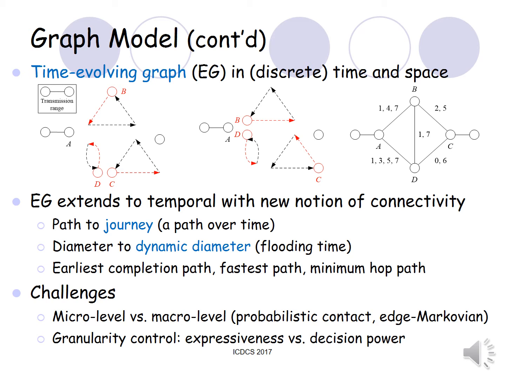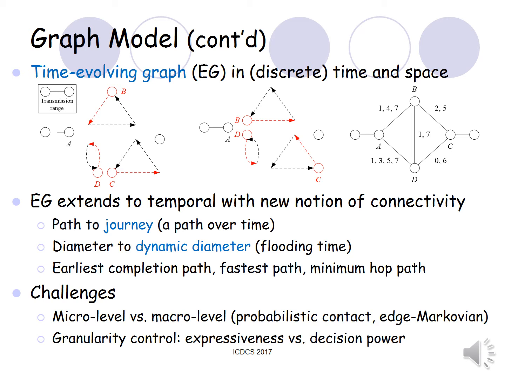So then there will be a lot of interesting new concepts. For example, the traditional path becomes a journey, which is a path over time. In the example, ABC is a journey if we select the link AB at time 1, then BC at time 2 or 5. So those links should be non-decreasing in terms of time.